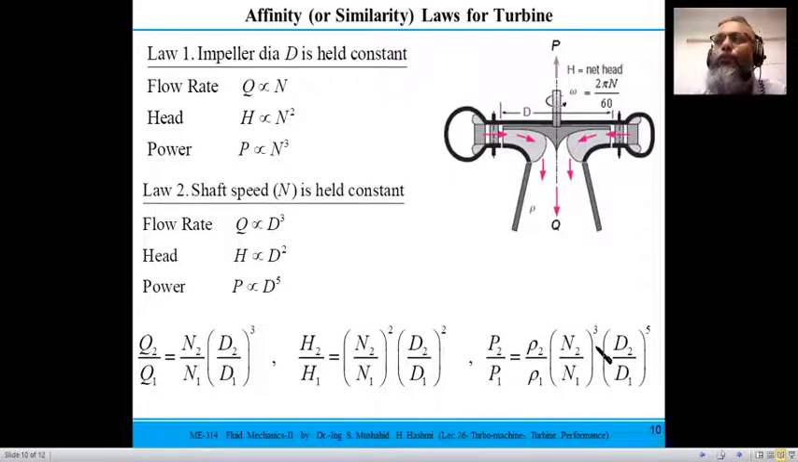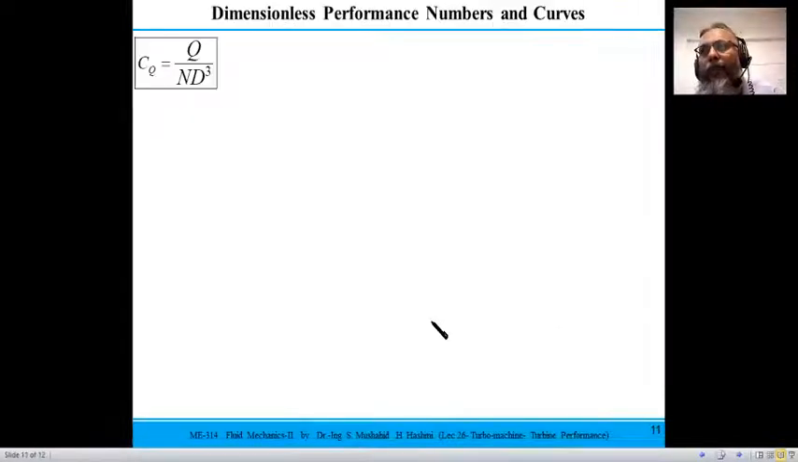These results help you if you have different diameters, or different heads, to find what your different powers would be. Such problems you can solve using these affinity laws or similarity laws. The performance is exactly the same as we have done for pumps.